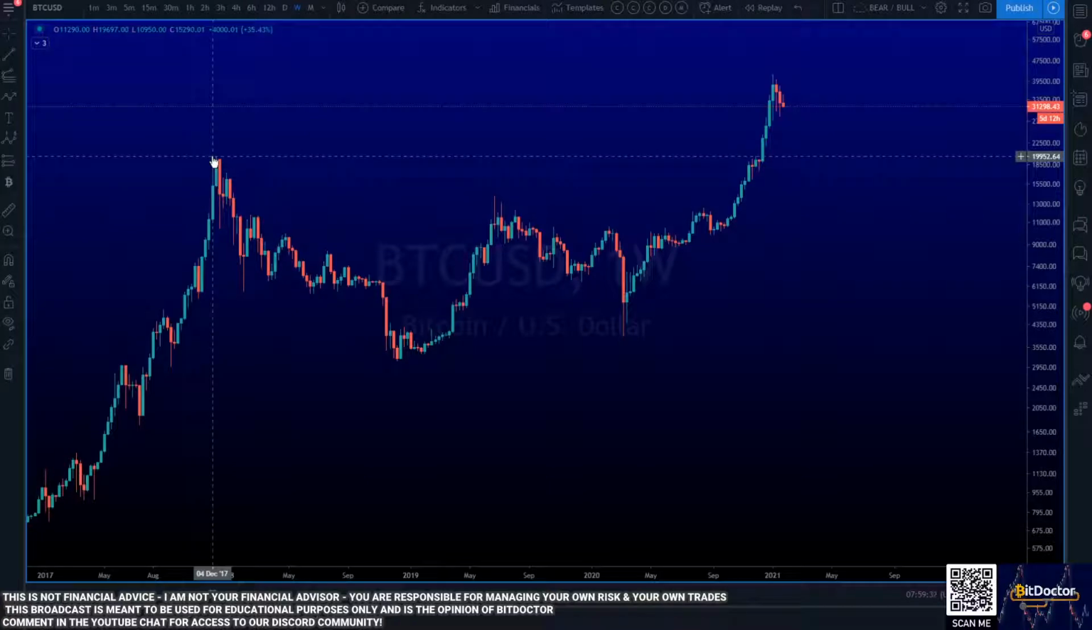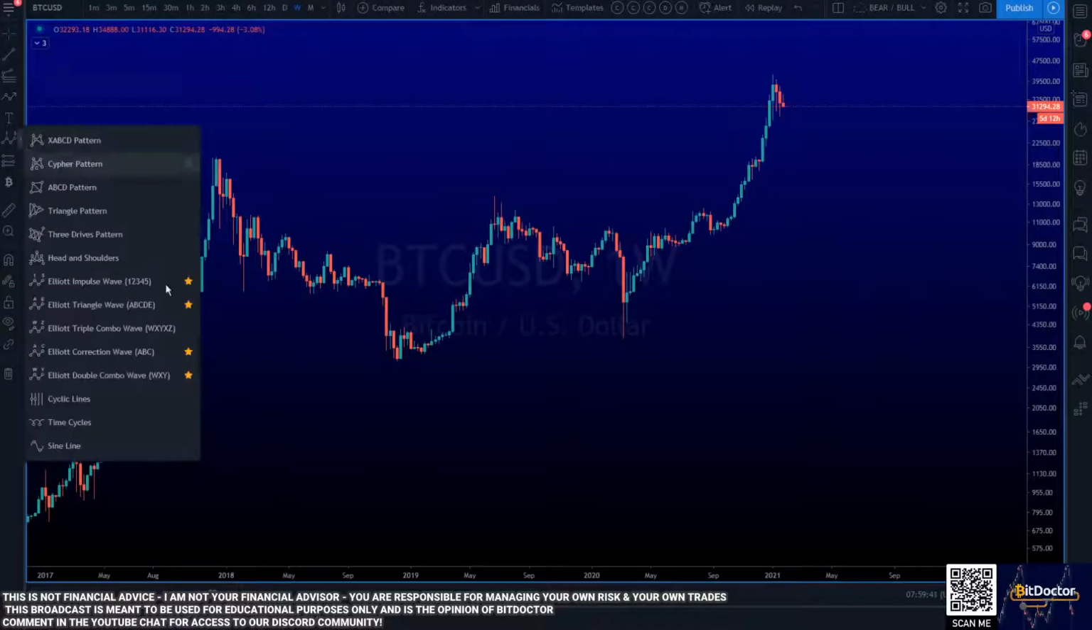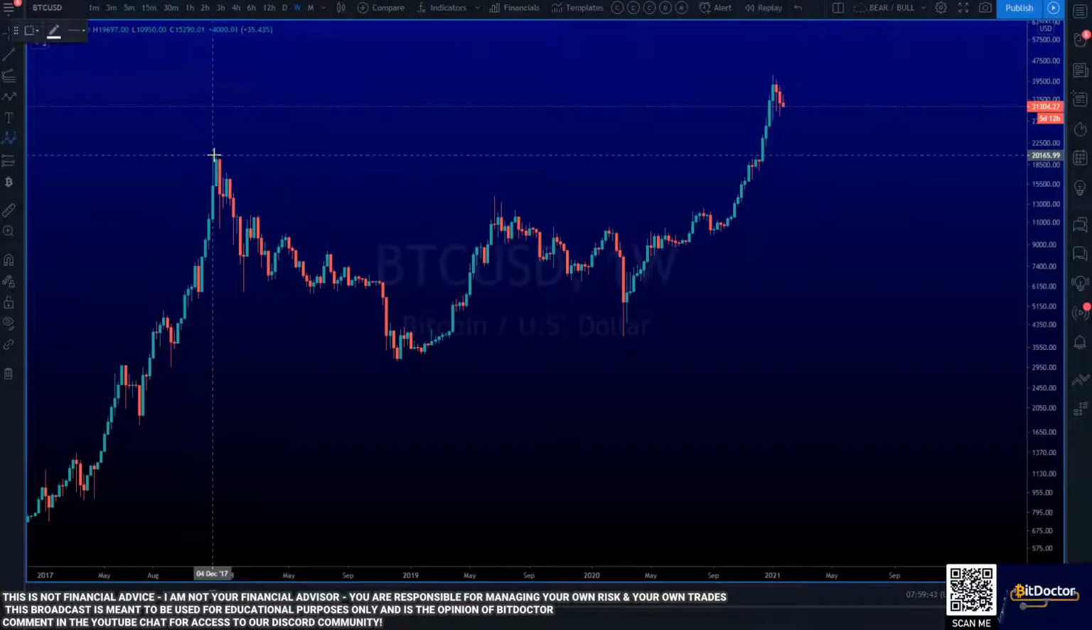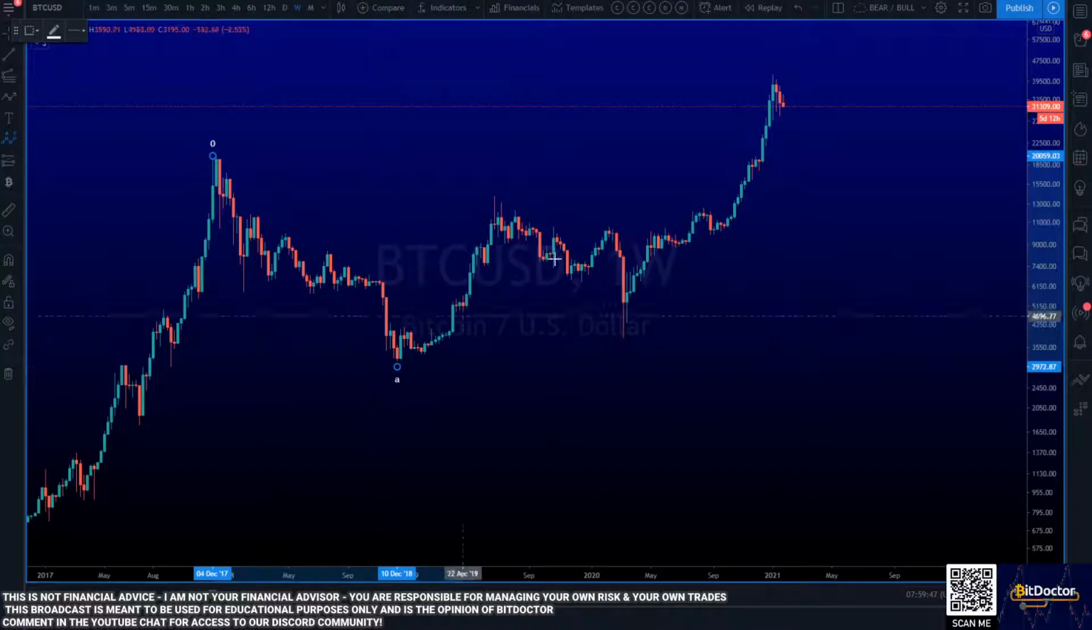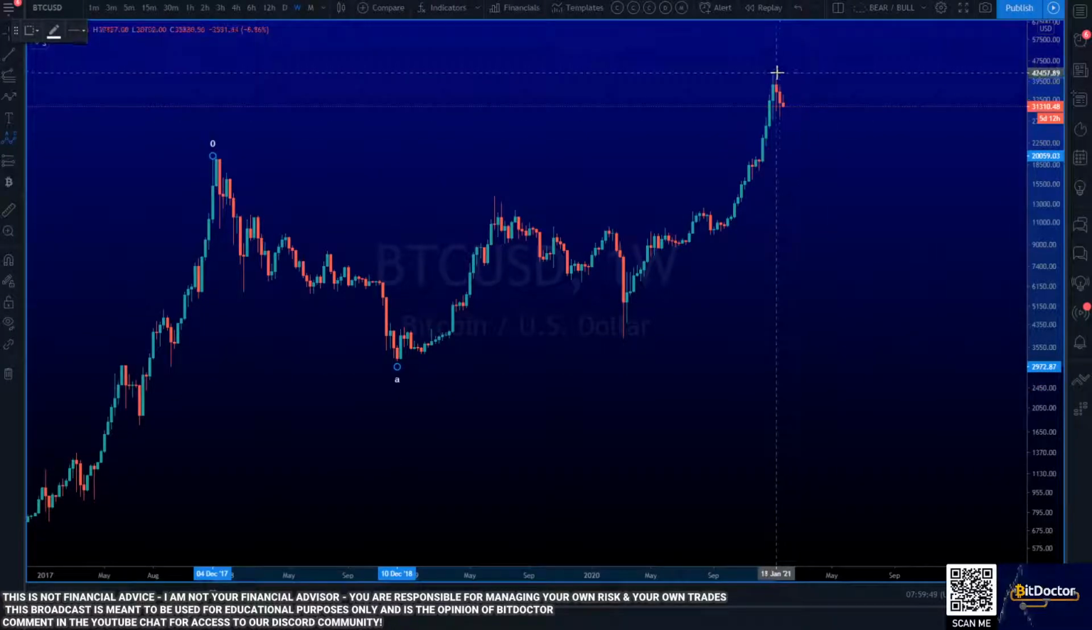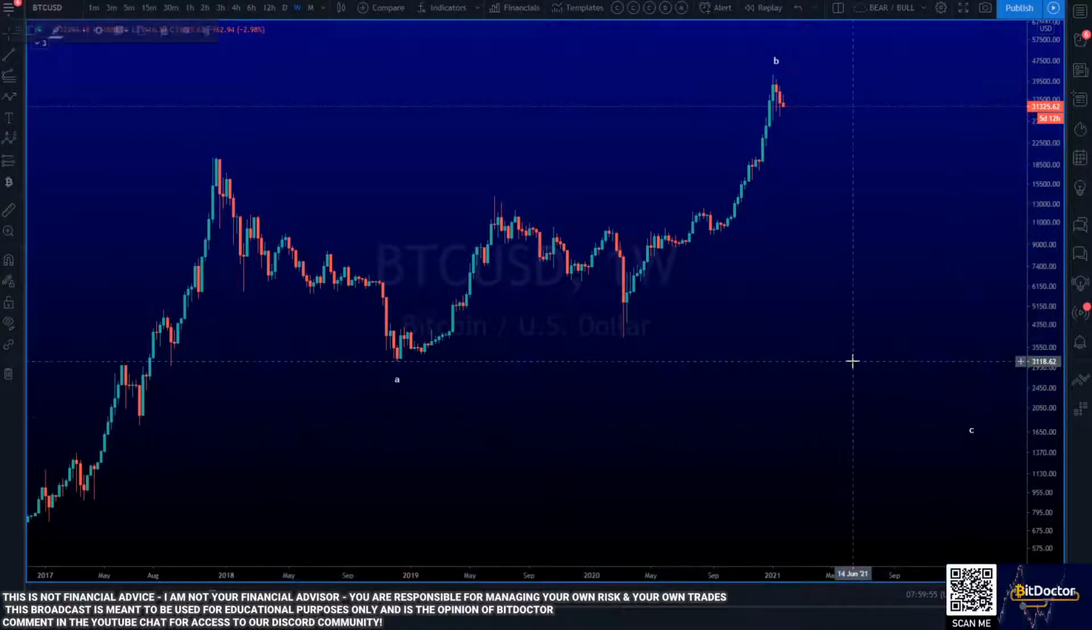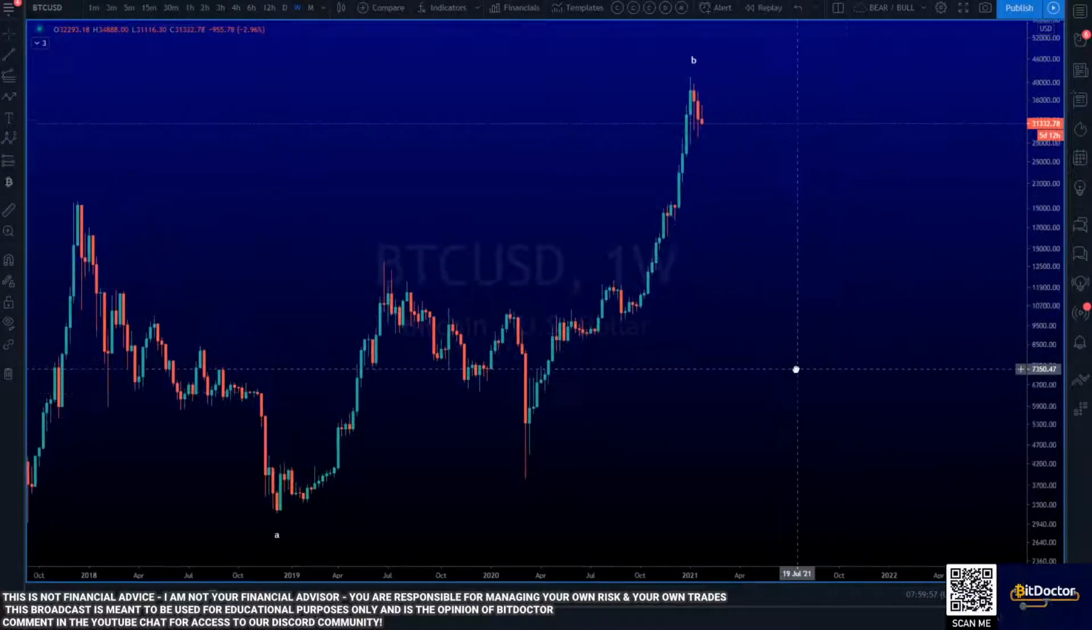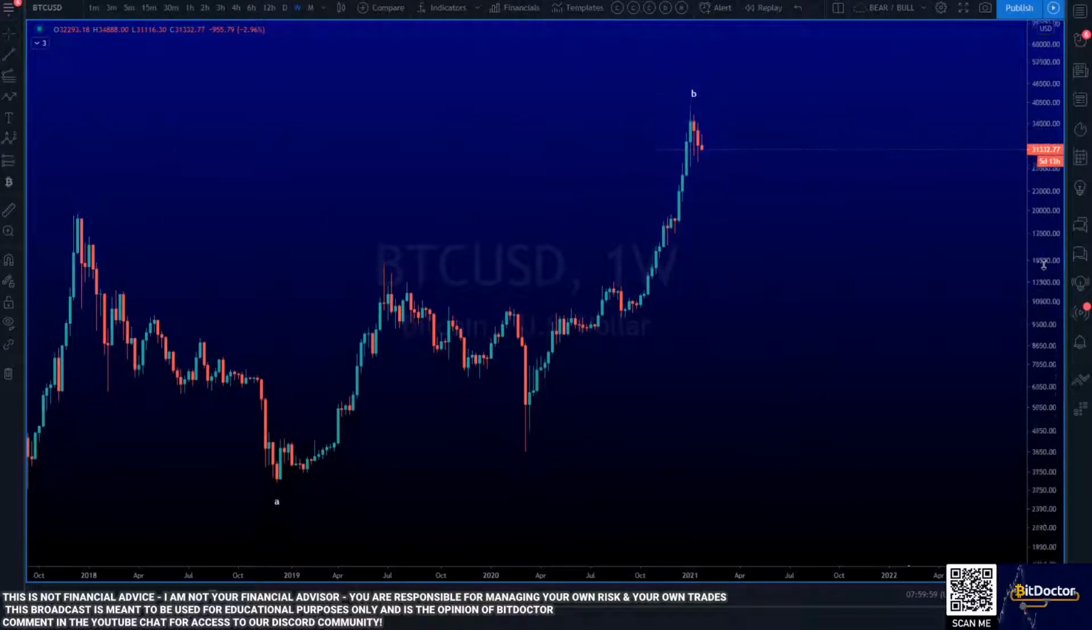Off of this high, are we in the middle of the A and the B, and then going down for a C? Now, this would be pretty crazy, especially with all of the institutional investors that are out there.